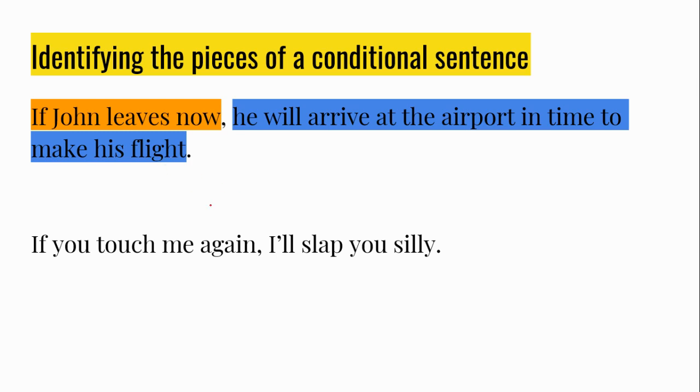So as you can see here in this first sentence, if John leaves now, he will arrive at the airport in time to make his flight. I have highlighted the two different sections in two different colors. As we can see, this part starts with if, so this part is going to be our condition. Like I said, we have two parts to a conditional sentence, the condition and the result. And this blue part here is going to be our result.